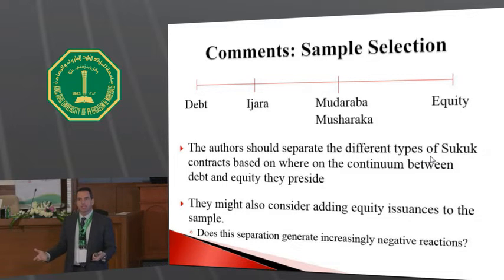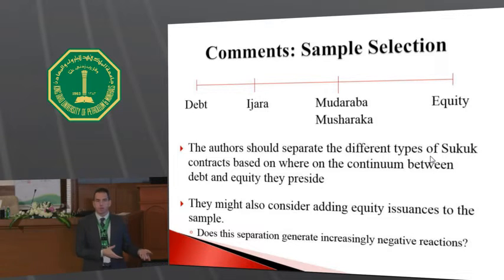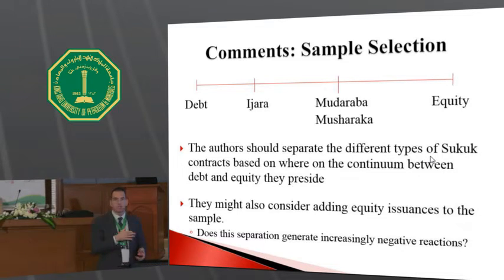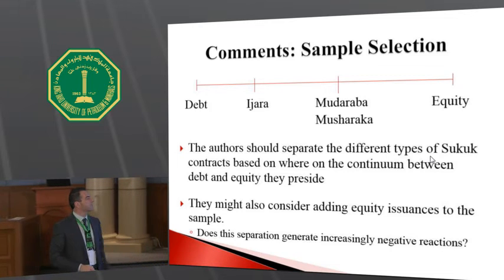But the paper doesn't allow for a full test of that because the equity issuance reactions aren't in there. So I'm suggesting that rather than solely comparing to straight debt issuances, perhaps we should also compare it to straight equity issuance and see whether or not we get this monotonically decreasing effect on performance as you increase the amount of profit sharing.